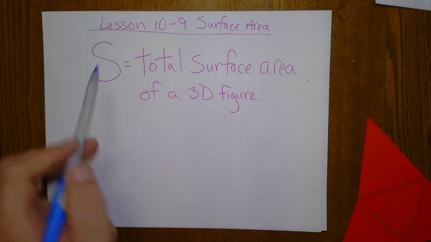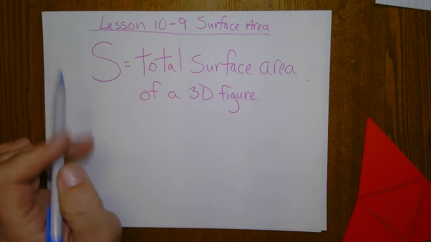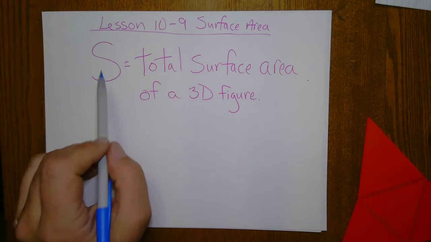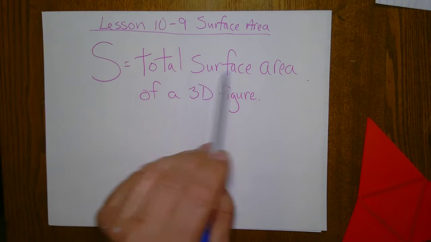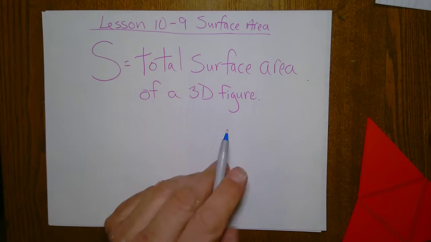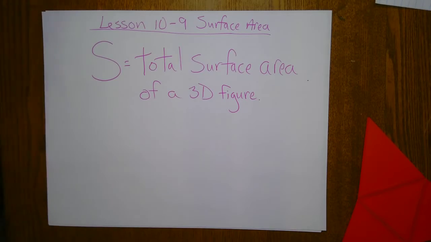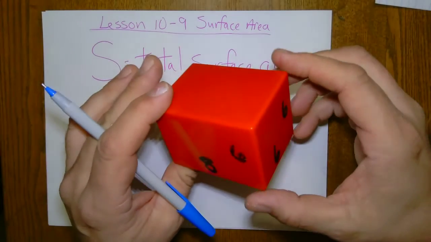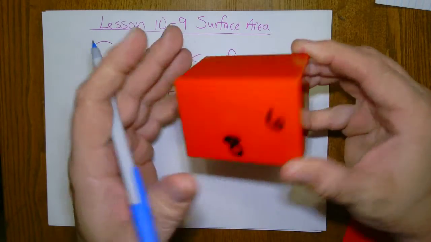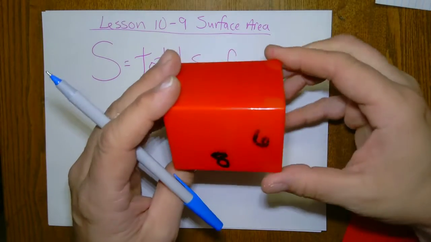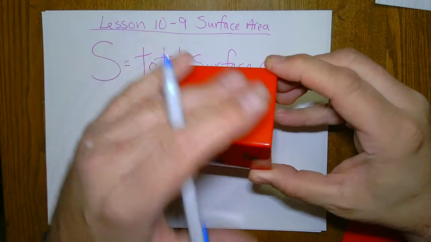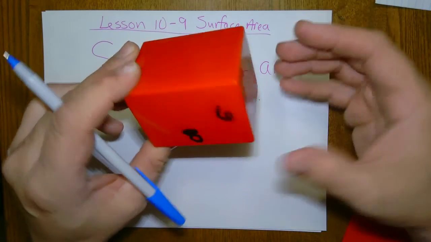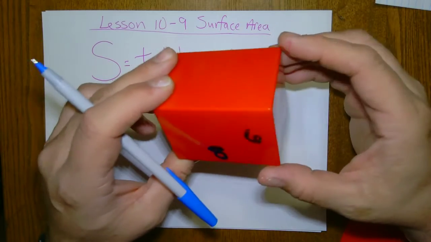And it's actually a capital S, much like we had a capital V for volume and a capital A for area. Capital S stands for total surface area of a 3D figure. So what we're going to be doing today is finding what is the total surface area of this entire shape? It's different than volume. We're just finding the area of each face, and then we're going to add it all together, right? And I'm going to show you 3 different ways to do that.